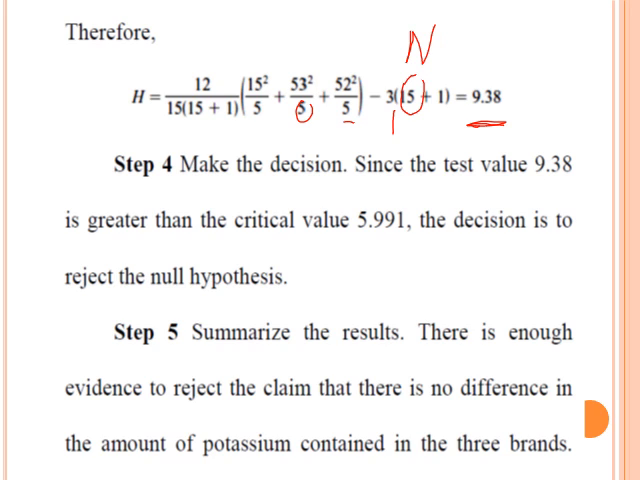Now we have in the second step a tabulated value, and in the third step a calculated value, and in the fourth step we will make our decision upon these two values. Since the test value 9.38 is greater than the critical value, the decision is to reject the null hypothesis. Because the calculated value is greater than the tabulated value, we reject the null hypothesis, and this means that there is enough evidence to reject the claim that there is no difference in the amount of potassium contained in the 3 brands.